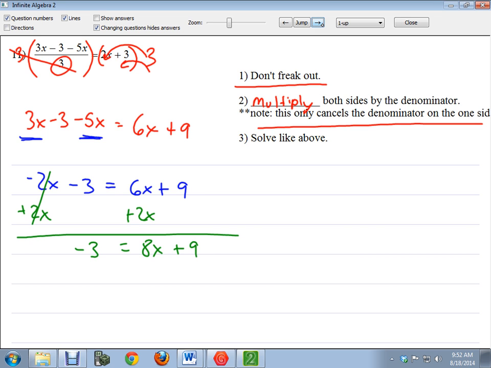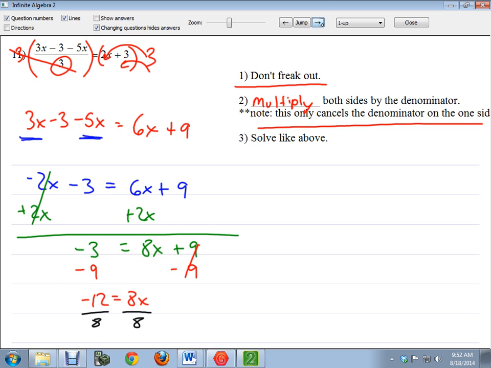Now, it does matter what happens next. We want to get the x alone, so I'm going to try to get rid of this number. It says plus 9, so I'm going to go ahead and subtract 9 from both sides. That'll get me negative 12 is equal to 8x. And last but not least, getting rid of the number in front of the x, we'll divide both sides by 8.